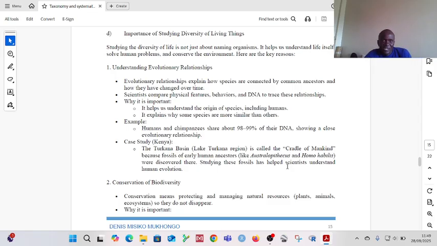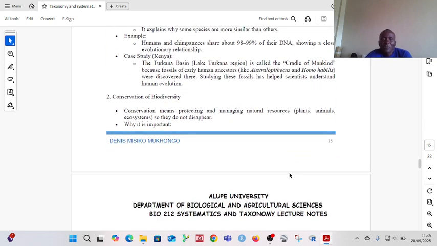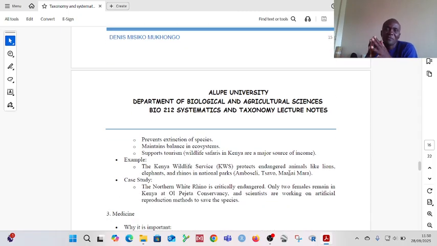The other importance of studying diversity of living things deals with the conservation of biodiversity. To conserve means to protect, means to manage the natural resources, which includes plants, animals, and the ecosystems. So when you are protecting, when you are managing those resources, you are doing so that those resources cannot disappear. Why is it important that we don't want them to disappear? One, we want to prevent the extinction of species. Two, we want to maintain balance within the ecosystem.